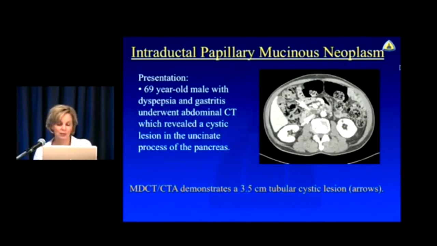This is the typical case we see. In this case, there's a small lesion. Well, I guess not so small. When you do the 3D imaging, it was measuring up to 3.5 centimeters. It was a tubular lesion in the head or uncinate process. That's the most common place that you're going to see it.